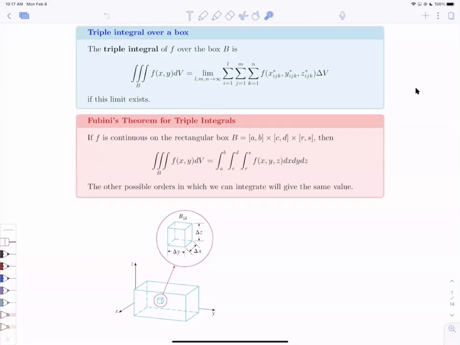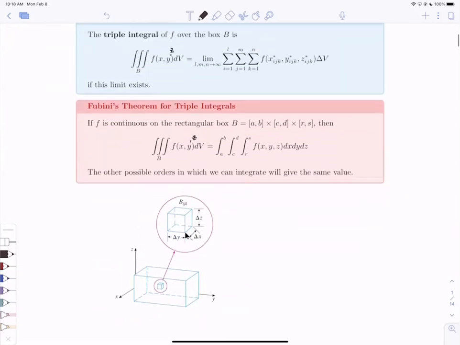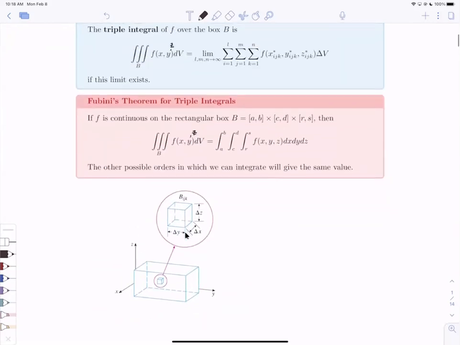So if f is continuous on a rectangular box B, which is [a,b] times [c,d] times [r,s], then the triple integral over B equals this. It's really similar to a double integral, except you are adding one more variable. Sorry guys, I didn't see the typo. It should be z here as well, so f(x,y,z). I copied from the double integral and forgot to change that. Okay, so that's for a box, but most likely you will not get a box.